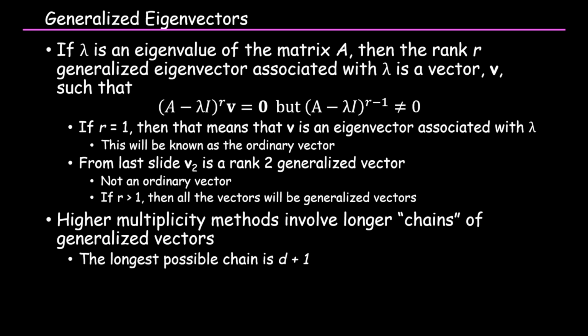However, the longest possible chain is usually d plus 1, where d is the number of defective eigenvalues. So if the number of defective eigenvalues is 3, then the longest chain that can possibly be there is 3 plus 1, which is 4. And obviously there can be cases where it's much less, but at most it will always be 1 more than the number of defective eigenvalues.